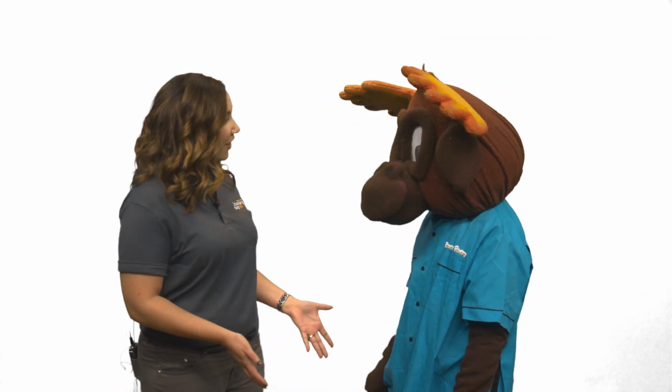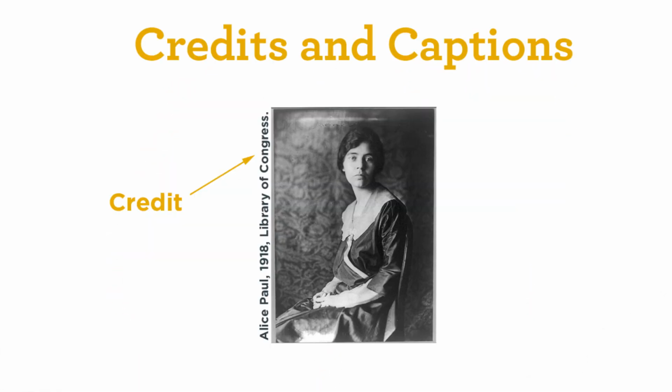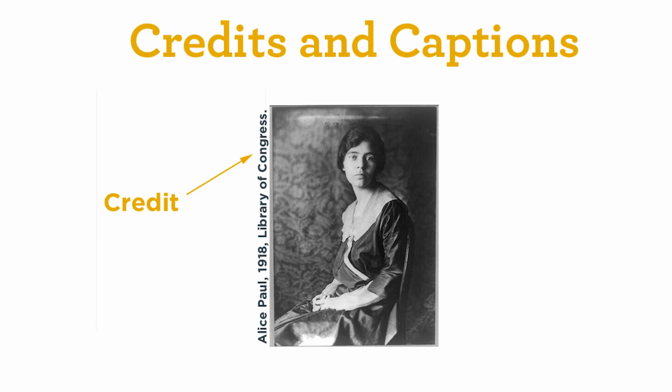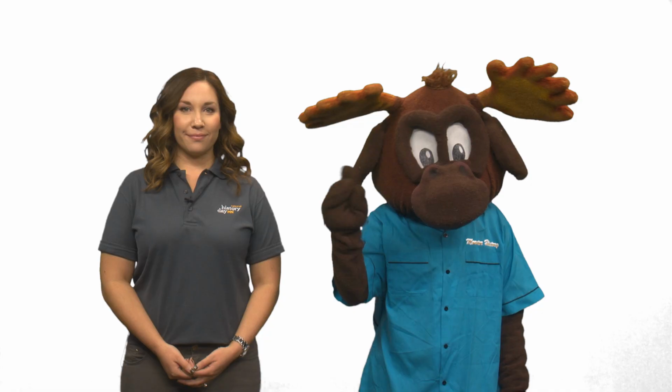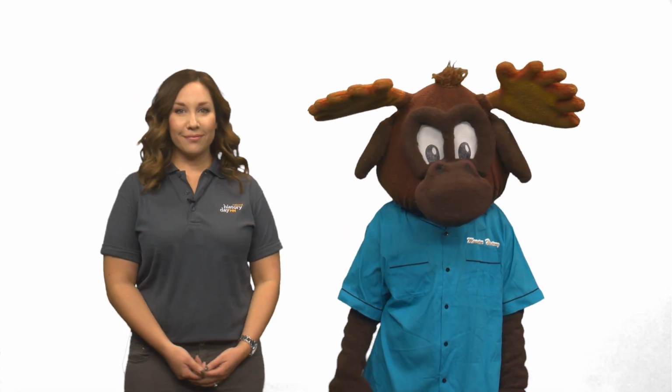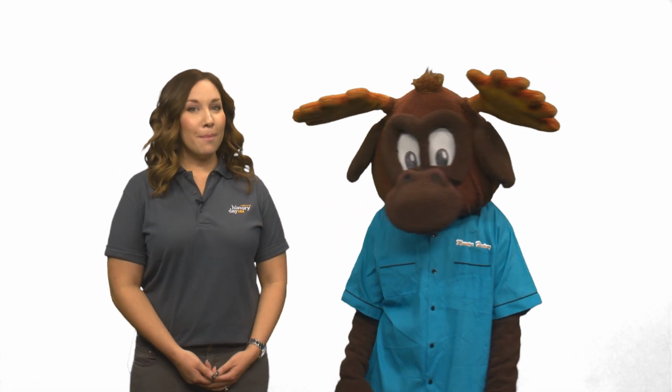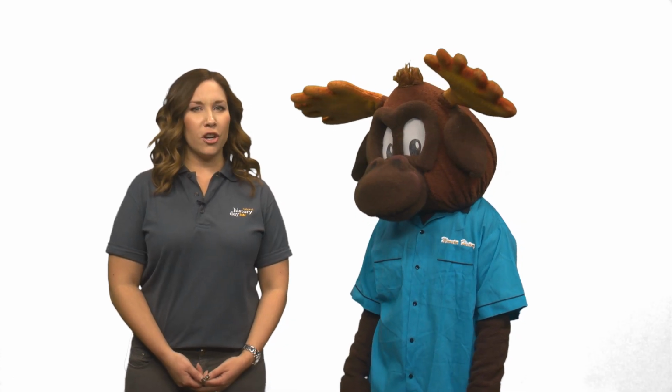Wooster History, let's take a look at our example again. If I wanted to include this picture of Alice Paul on my exhibit, I have to add a credit, which would include the title of the picture, Alice Paul, when it was created, 1918, and where I found it, the Library of Congress. I should put the credit near the image. It could be underneath or along the side, and maybe in a slightly smaller font size than my other text, but still readable. Remember, your judges are going to be older than you and may not be able to read super tiny writing.